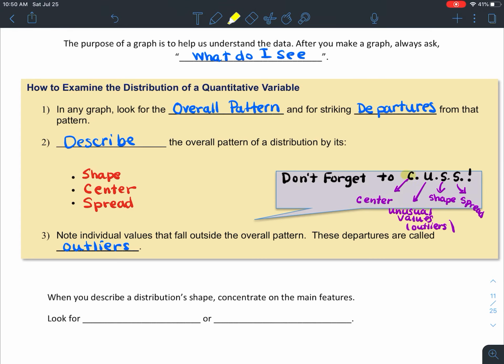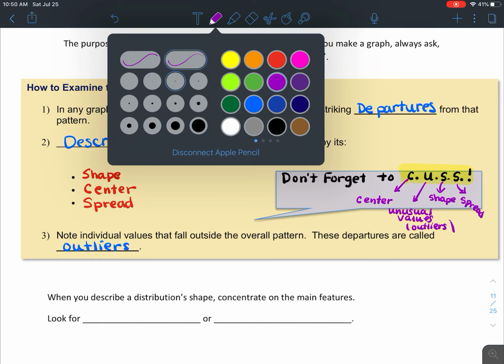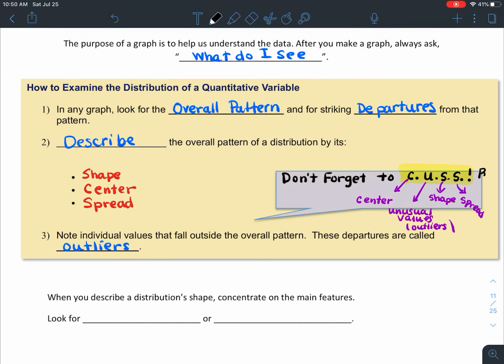Okay. CUS. This is the acronym that we want to remember. And I always like to add BS at the end of it. And what the BS stands for is be specific, because when you are describing a distribution, you need to use context, okay? And I'll show you what I mean by that when we look at an example here, okay? So let's first talk about shape, okay?